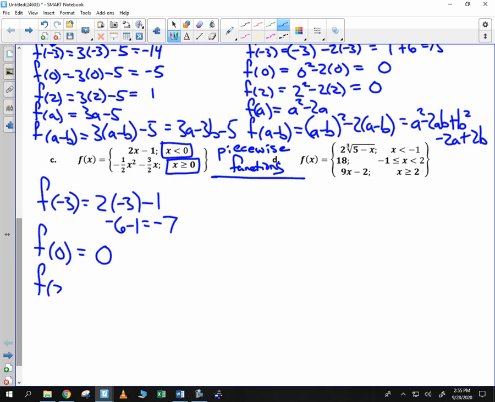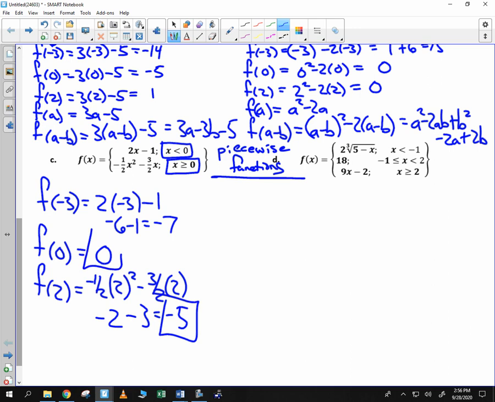And then f of 2. Plug it into the bottom because 2 is greater than or equal to 0. Negative 1/2 times 2 squared minus 3/2 times 2. 2 squared is 4. 4 times 1/2 is 2, so negative 2. Minus, let's see, the 2's will cancel here, so it's minus 3, so I get negative 5. So that's that result, and that's that result.